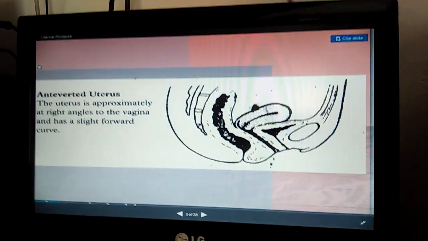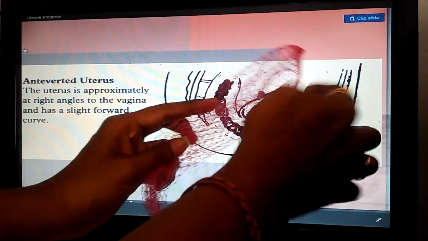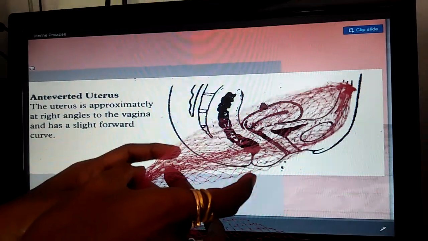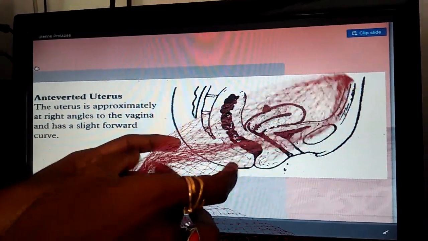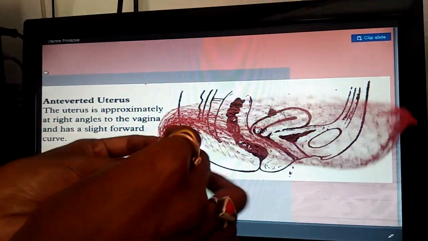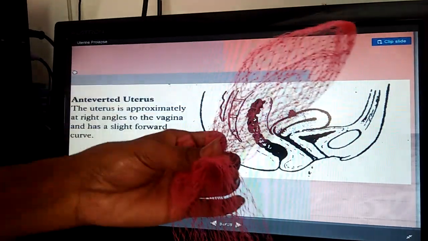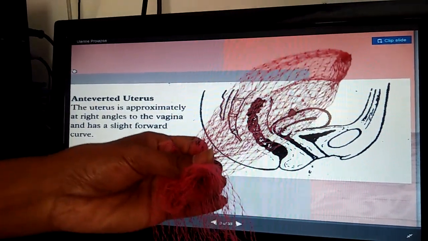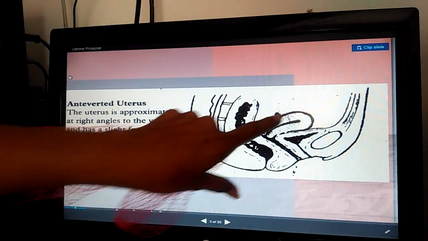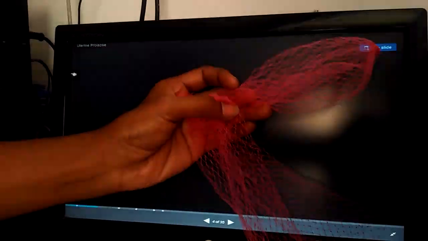Next, what we show in this diagram is the position. How can I explain it? This is the fundus part of it. If you imagine, this part is the body of the uterus, or corpus of the uterus, and this part is the vagina. This is the cervix part of it. So this is the normal position of the uterus, at a right angle to the vagina. What we see in this diagram is a right angle to that of the vagina.